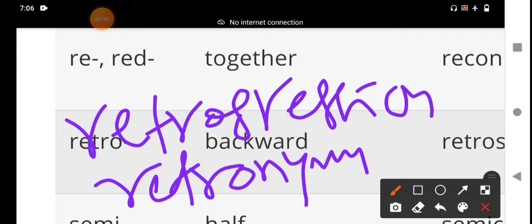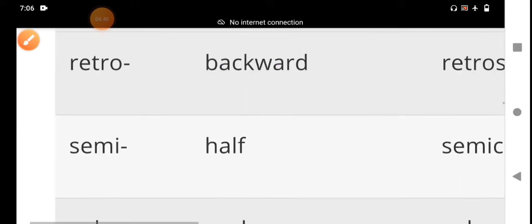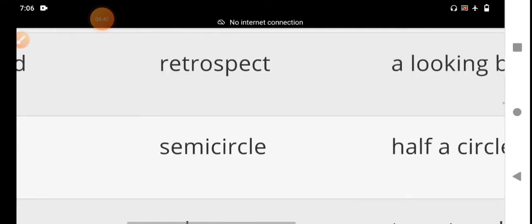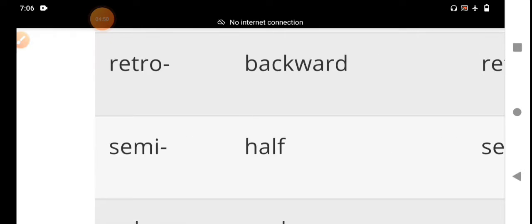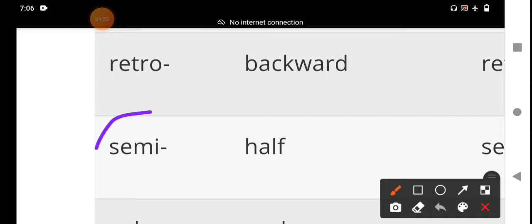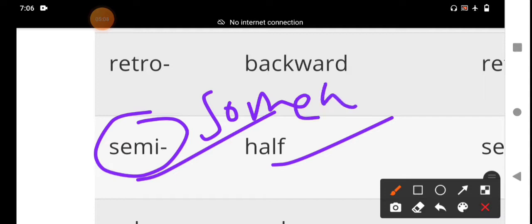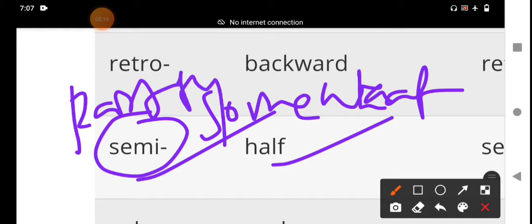Okay, we go on to the next word. All of you see, semi means half. Semicircle, half circle. Here semi means half. Semi means partly, somewhat, less than fully. Partly, partly. This is the meaning of semi.